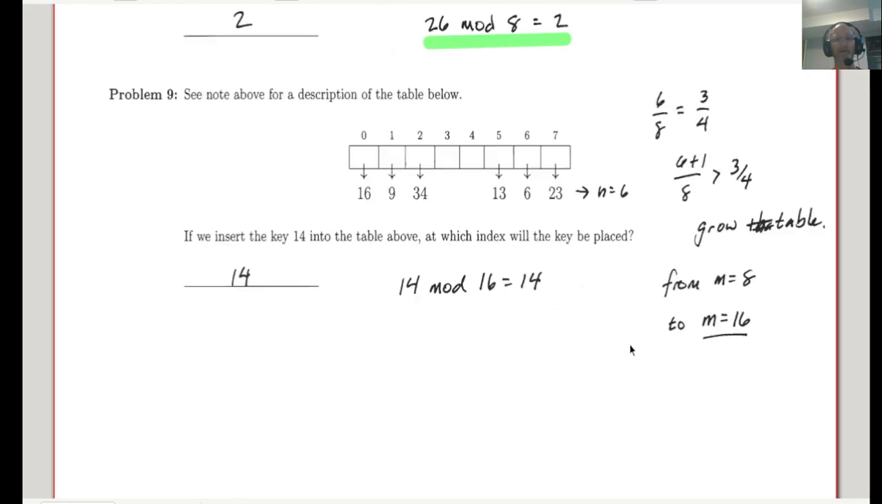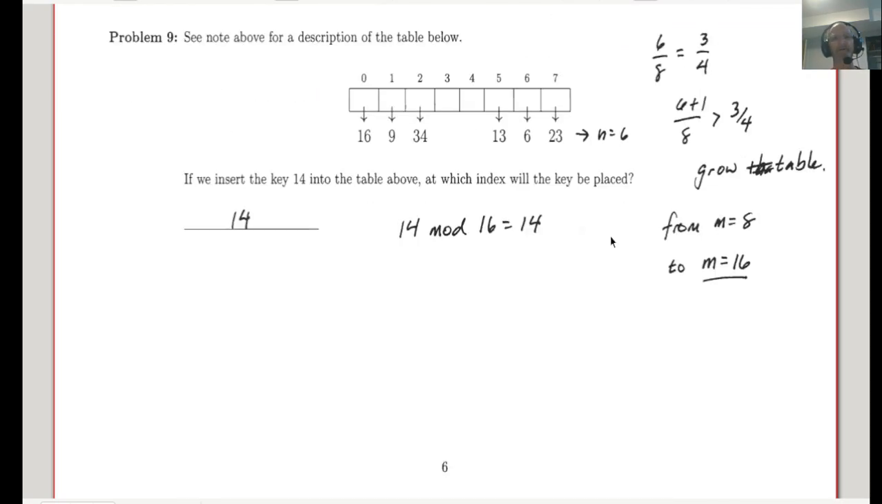Problem 9 is similar, but different. In this case, we are inserting 14 into this m equals 8 table, 0 to 7 slots. But there are already 6 elements in it. 6 over 8 is 3/4. We are at the load factor for the table.